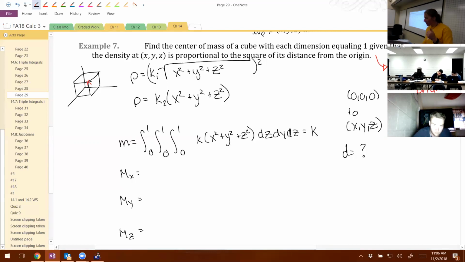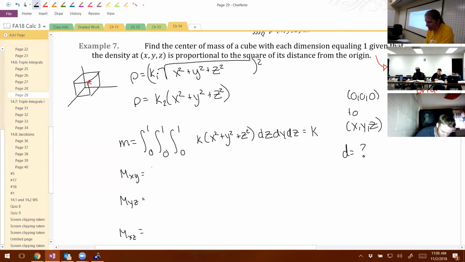For the moment about the x-axis, or sorry, we don't have an x-axis, about planes. I wrote this wrong. About the xy plane, about the yz plane, and the xz plane. I'm sorry, I said those wrong there. We're now talking about distance from a plane instead of from an axis there.